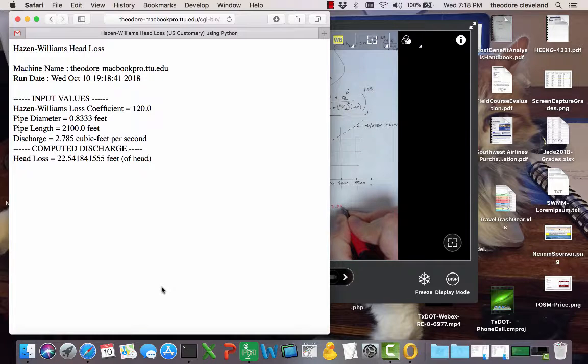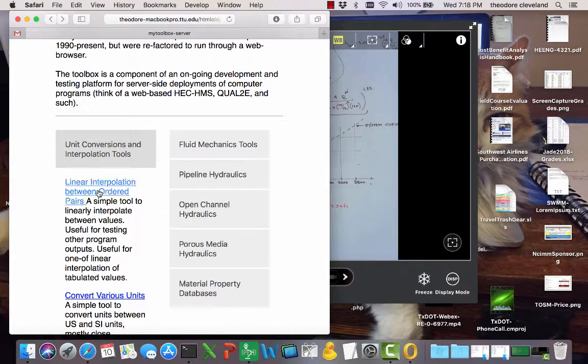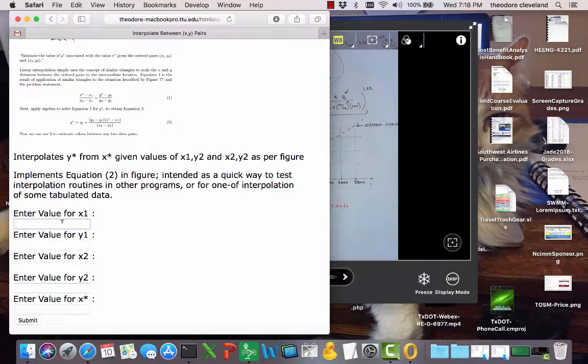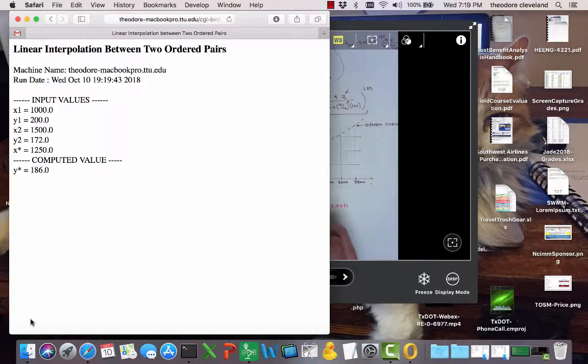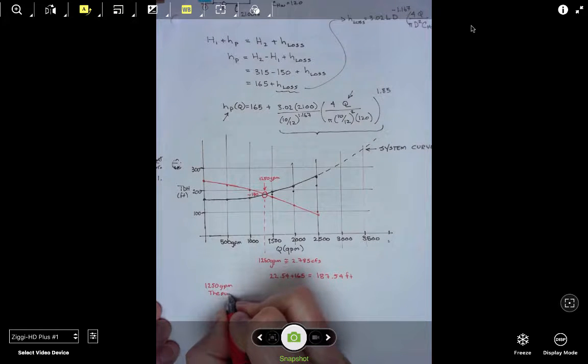And I just want to evaluate how my pump is going to operate. So I can use my linear interpolator tool. When the pump is at 1,000 gallons per minute, it's producing 200 feet of head. When it is at 1,500 gallons per minute, it's producing 172 feet of head. And I want to know what it does at 1,250, a linear interpolation. And it tells me it produces 186 feet of head. So at 1,250 gallons per minute, the pump produces 186 feet of head.